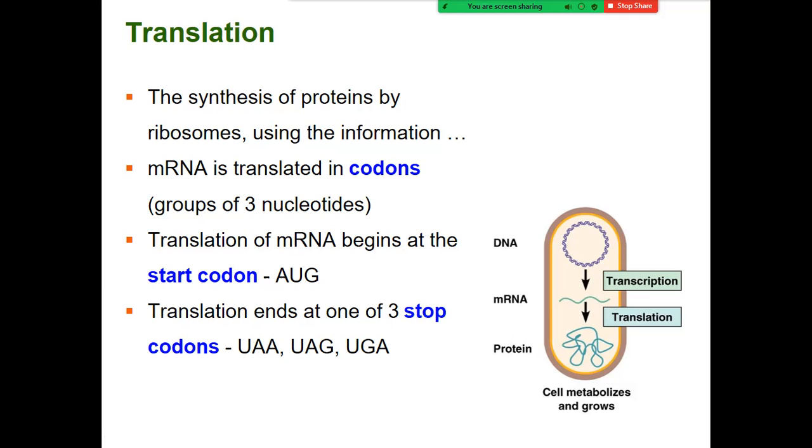Translation of messenger RNA begins when the ribosome moves down the messenger RNA. And then translation will begin when we reach the start codon. The start codon is AUG, 3 nucleotides in the messenger RNA that tell the ribosome, start protein translation here. So what happens to the messenger RNA before AUG? What does the ribosome do with it?